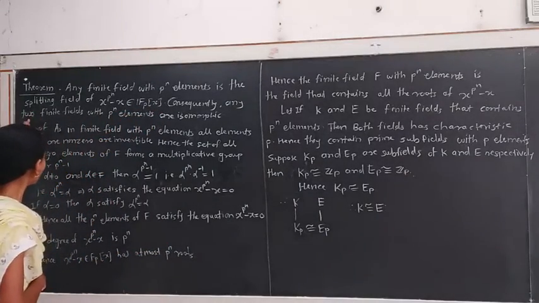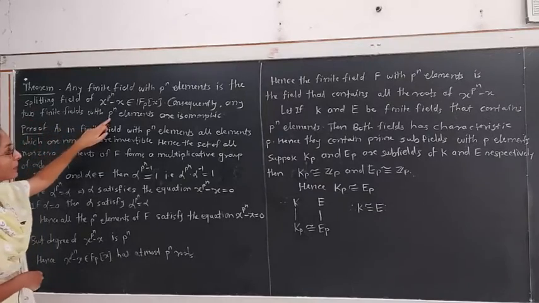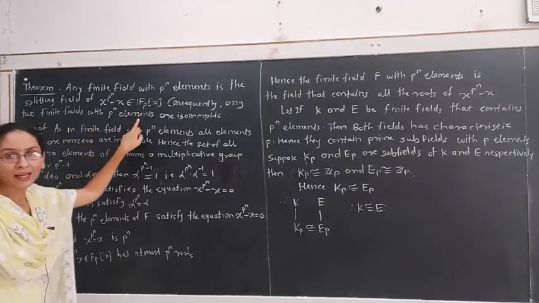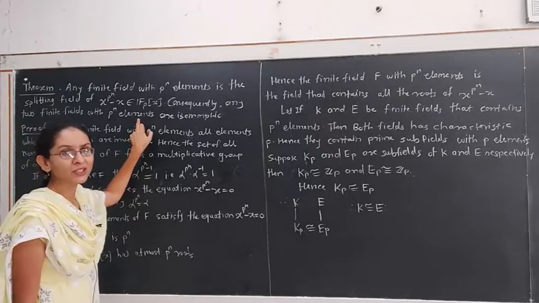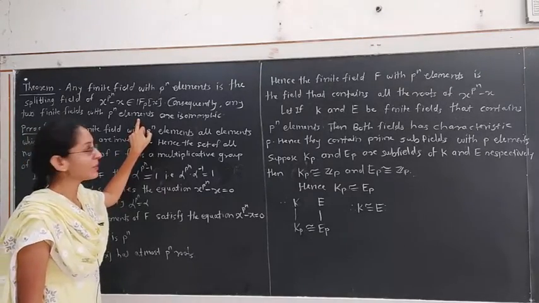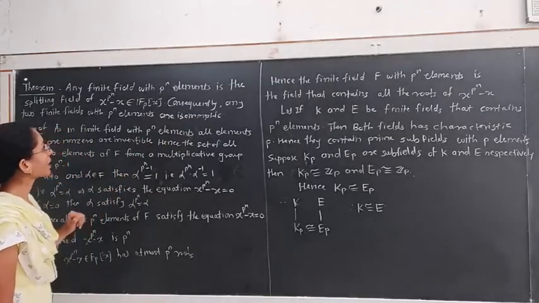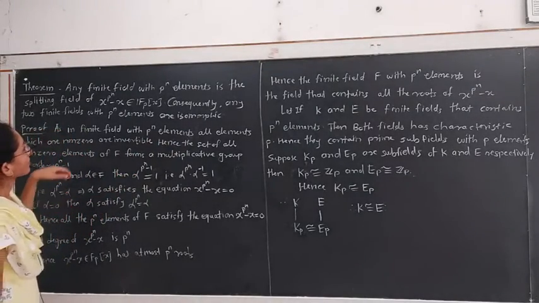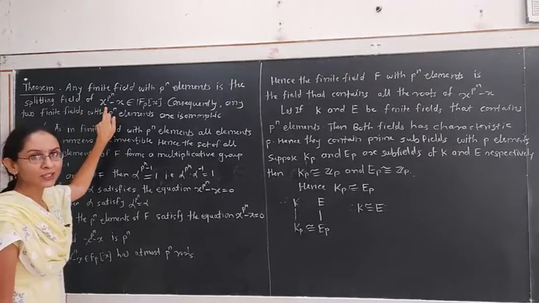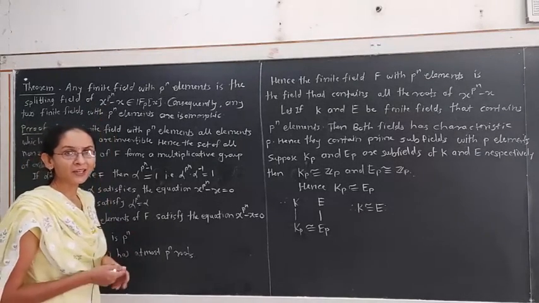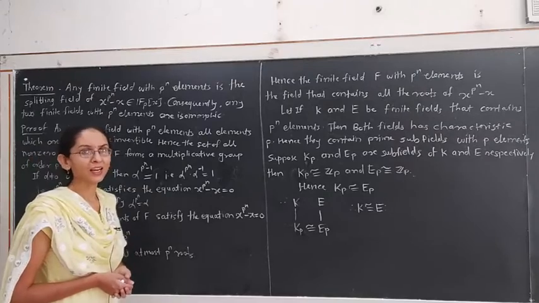Consequently, any two finite fields with the same number of elements, that is p raised to n elements, are isomorphic. We prove first that the splitting field of this polynomial x raised to p raised to n minus x is the finite field with p raised to n elements.